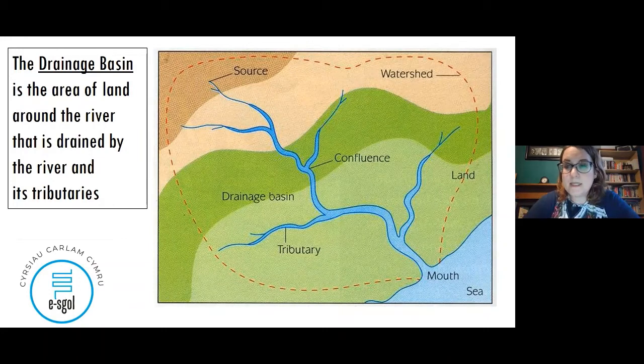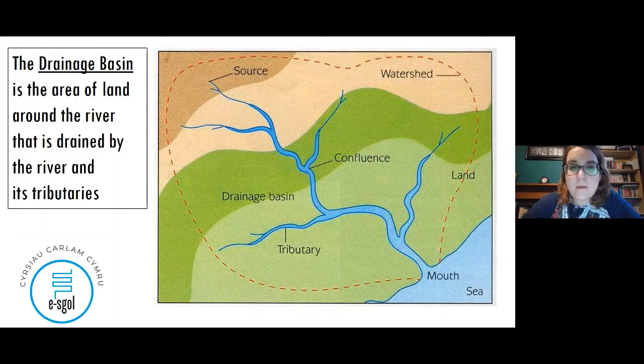The drainage basin is the area of land around the river that is drained by the river and its tributaries. There are a couple of key words that you need to understand for this particular part of the specification. So you need to understand what a watershed is. A watershed is the area of high land forming the edge of a river basin.